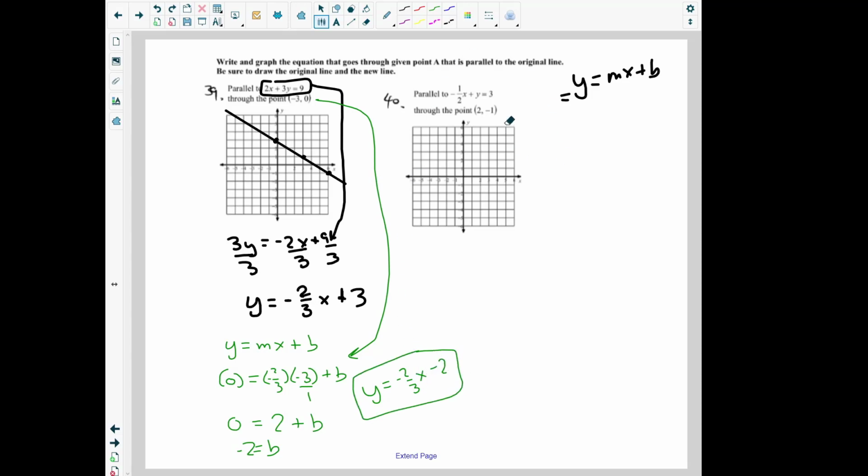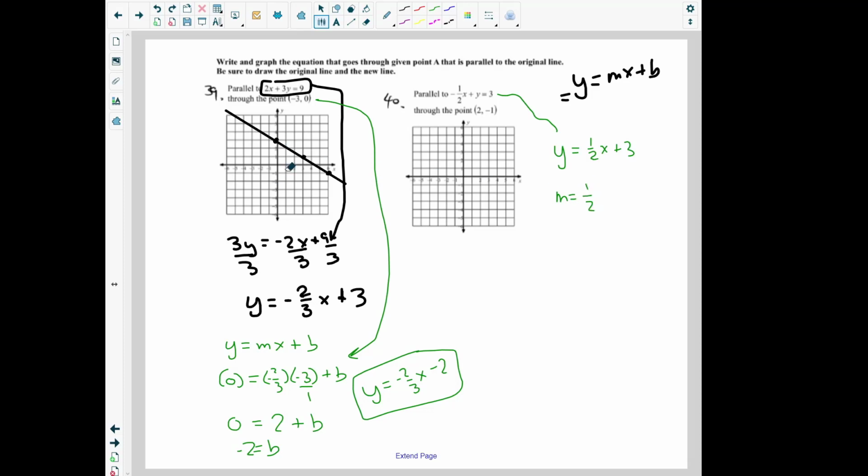Okay. Over here, this is almost in y equals mx plus b format. So all I have to do is add 1/2 x to both sides, right? I'm going to add 1/2 x to both sides. Notice I'm putting it in the front. And I go, oh, my slope is 1/2. So I already know my slope is 1/2.